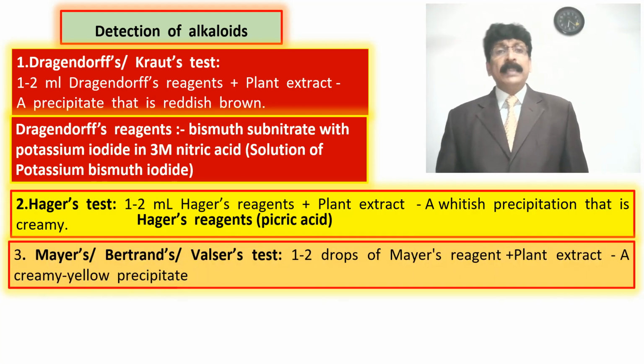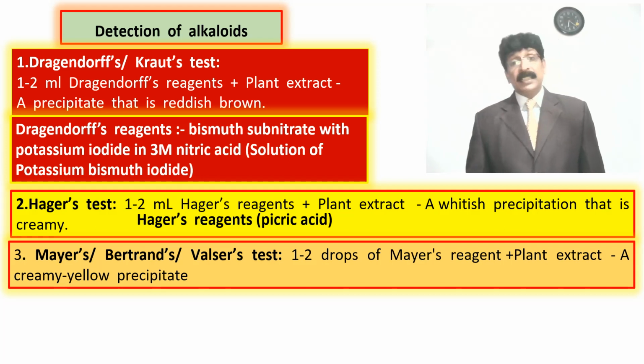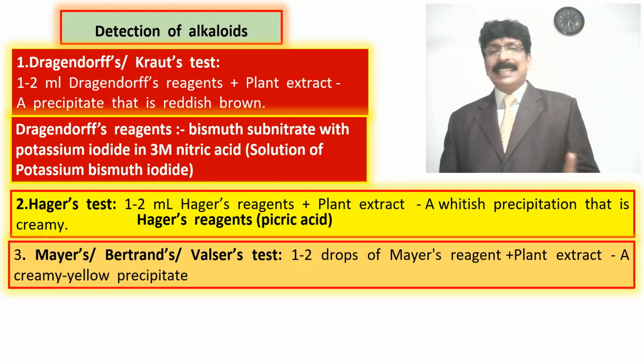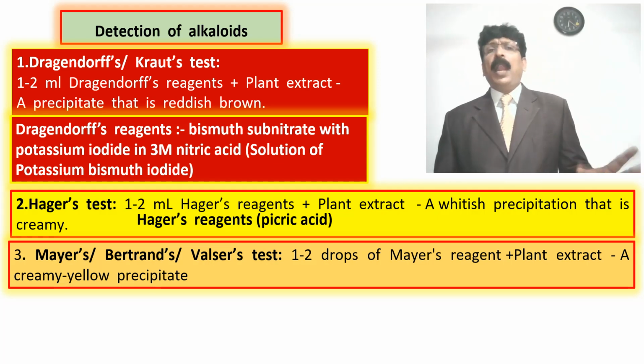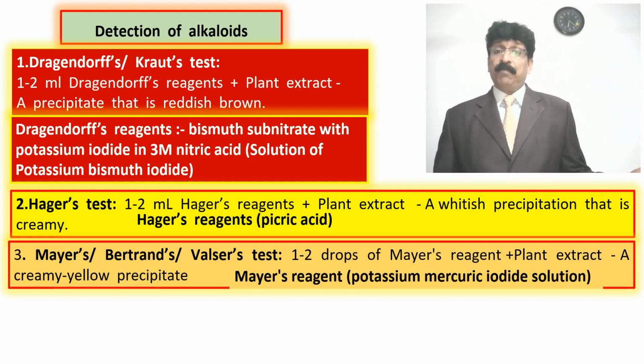Number 3, Mayer's test, or it can be called Bertrand's, or Valser's test. Usually we used to say Mayer's test. 1 or 2 drops of Mayer's reagent plus plant extract will give you a cream yellow precipitate. Mayer's reagent means potassium mercuric iodide solution.